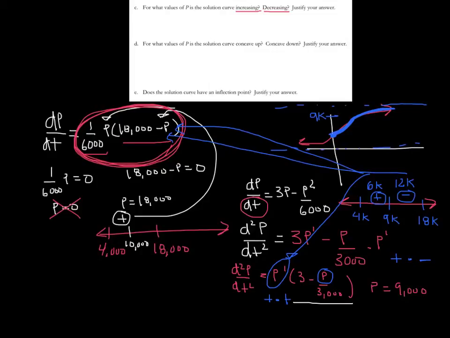We've justified it. Now, letter E, does the solution have an inflection point? Yes, it does. Right there, and it would be at when the population is 9,000. How do we know? Because the concavity changed from concave up to concave down. It changed from a positive concavity to a negative concavity, so that means there must have been an inflection point there.